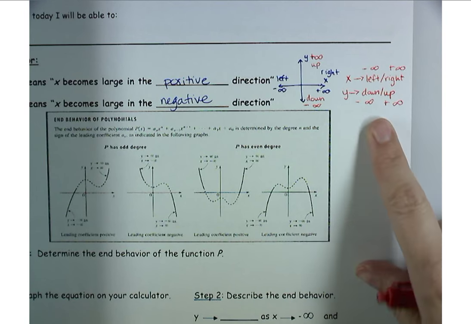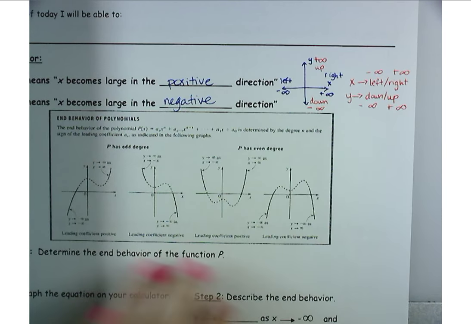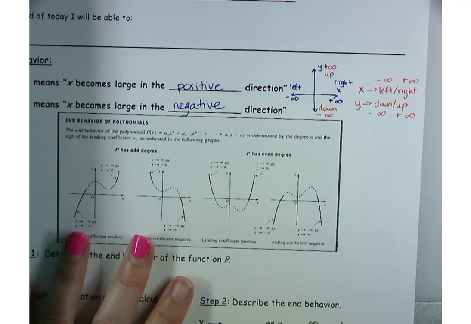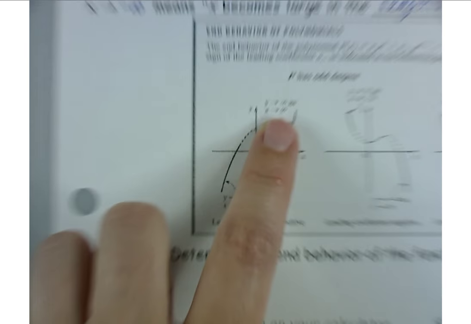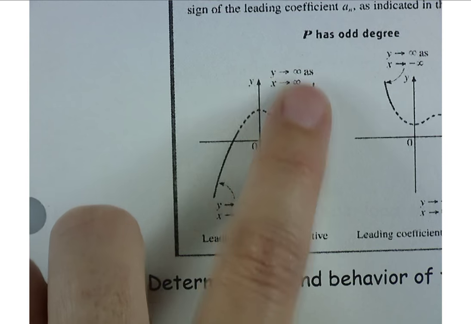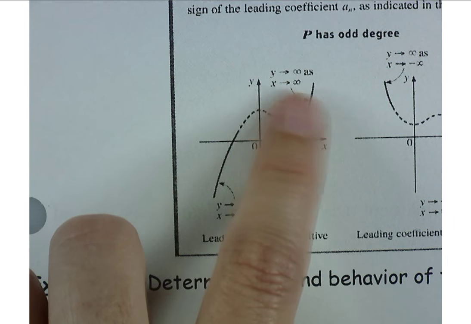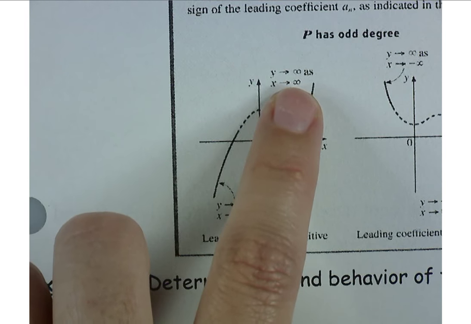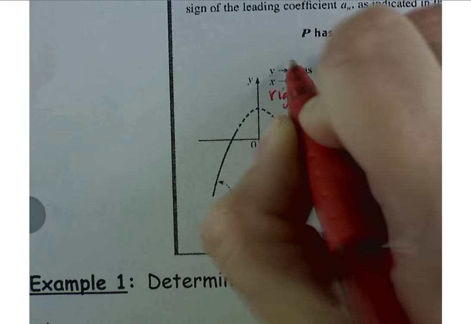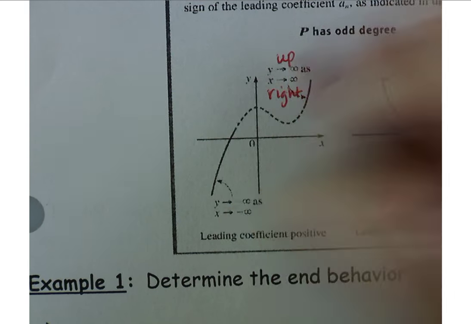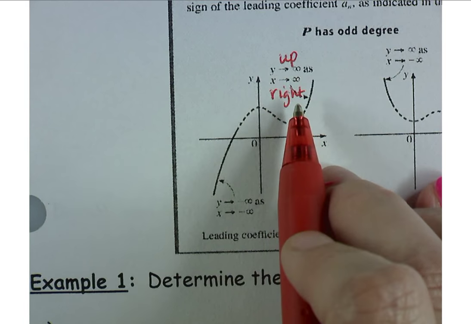All right, so that's going to help us read this chart. Notice that you have a big box here, which means it's full of important information. See how we have these little statements here? Y goes to infinity as X goes to infinity. Remember, X means right or left. If it's going to infinity, is it right or left? Right. Y means up or down. If it's going to positive infinity, it's going up. So all this is saying in mathematical language is the graph goes up on the right side.